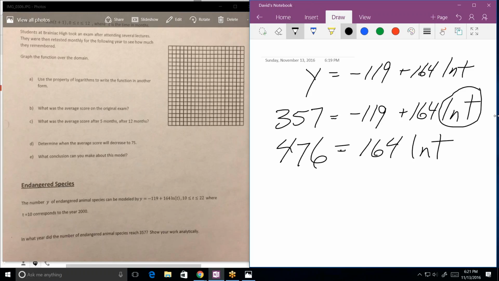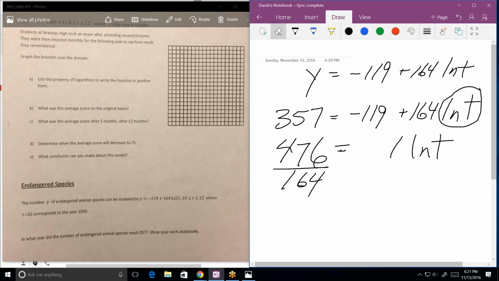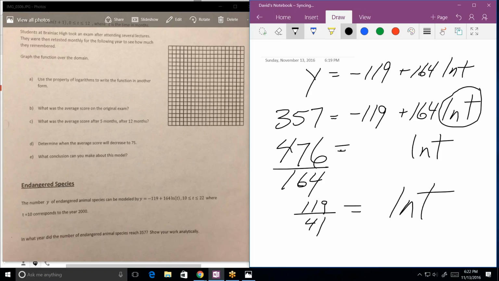What next? Next we would divide by 164. I don't know, do you suppose that goes in there an even number of times? Do you have your calculator handy? I have my calculator, but it doesn't come out to an even amount of times. That's all right. It goes to 2.902. But if you leave it in fraction form, it'd be 119 over 41, which is exact. That's not rounded off. And that's equal to the natural log of t.